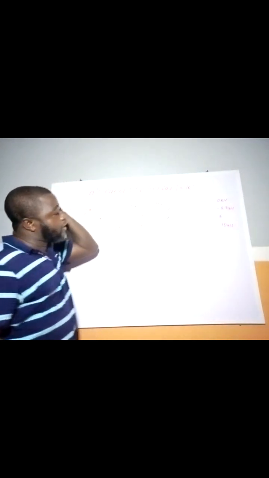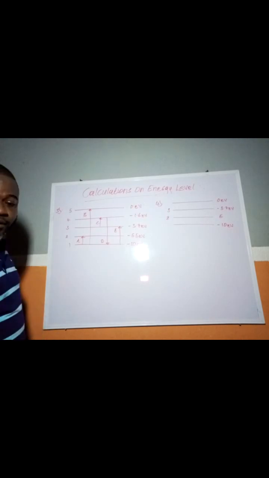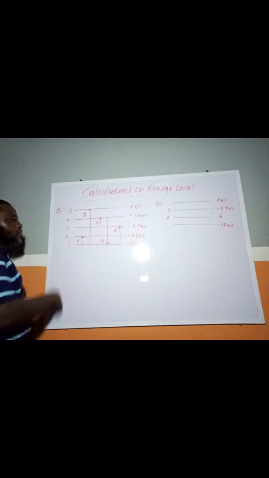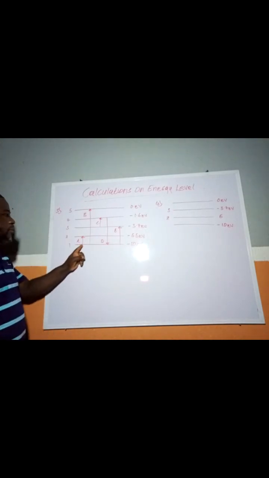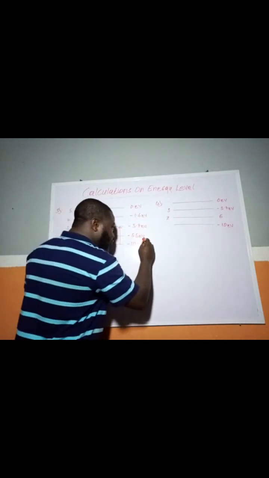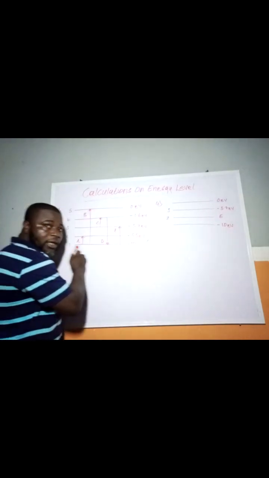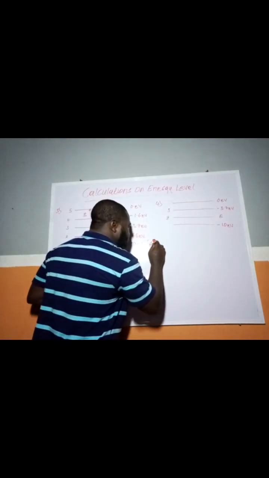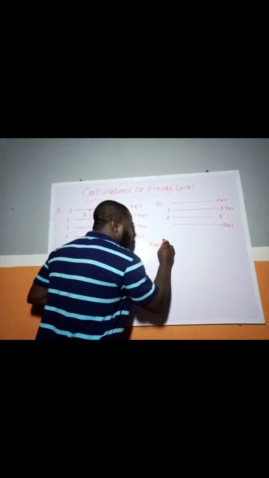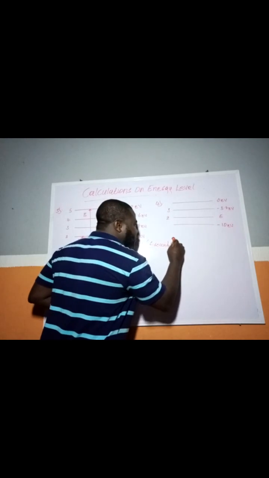Now let's look at the diagram. Now you can see the transition. You have to understand this. Energy level 1 is your ground state. If you know that, that's the first thing you need to discover, the ground state.